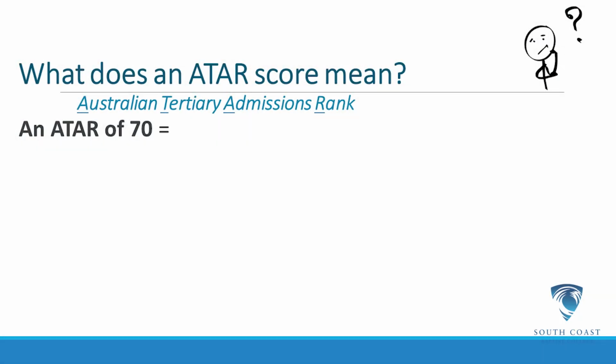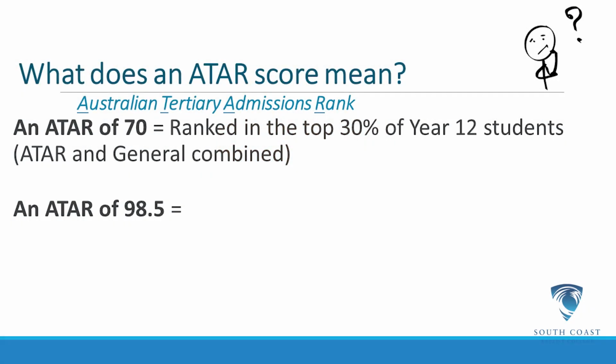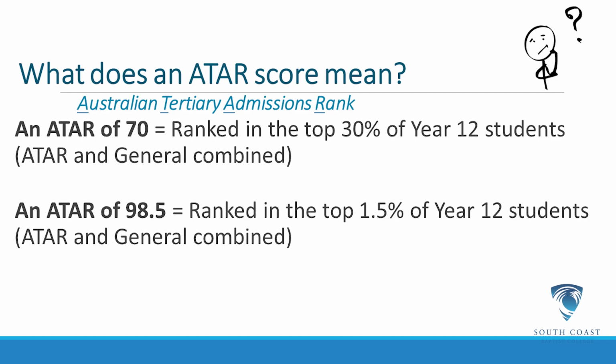So the ATAR stands for Australian Tertiary Admissions Rank, and the score that students get as their ATAR gives an indication of their ranking compared to other students in Australia, and is not the score that they've necessarily achieved within their assessments. So for example, an ATAR of 70 would indicate that the student was better than 30% of the other students in the state. An ATAR of 98.5 doesn't necessarily mean that they were achieving 98% on their assessments, but rather that they were in the top 1.5% of students for their achievement.